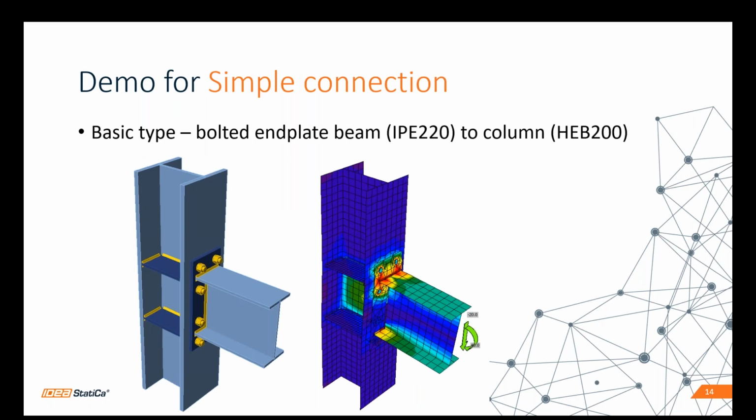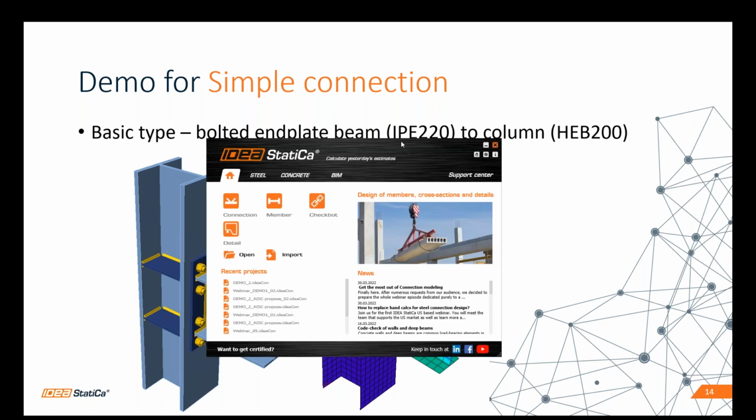And we can move on to the first demonstration of the very simple connection. It's a beam to column connection through a bolted end plate. So this would be an example of how to model the same connection, the same model, in different ways. So I could switch to our application. I have opened it right here.